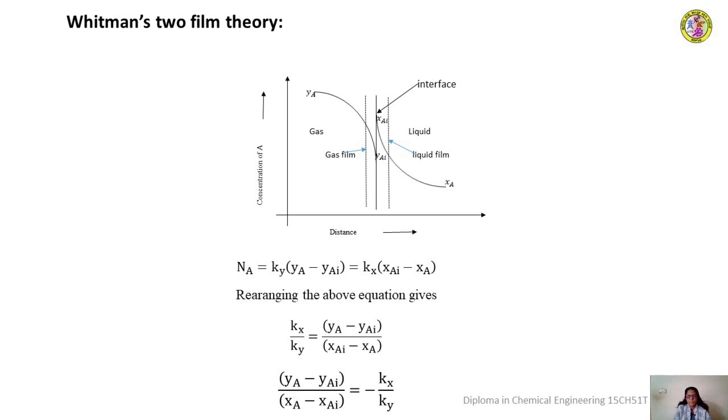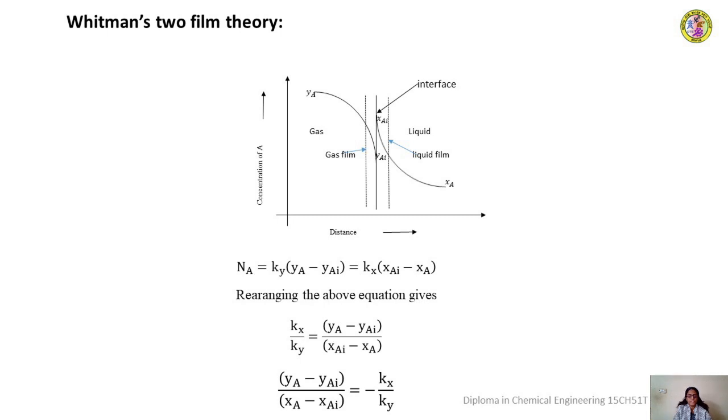by utilizing the assumptions made. So for steady state mass transfer between the gas and liquid phase, the flux equation can be written as Na equals Ky into Ya minus Yai. That is the equation for diffusion within the gas phase. That is equal to Kx into Xai minus Xa. That is the equation for the diffusion occurring within the liquid phase. The two are equal because it's a steady state mass transfer condition.